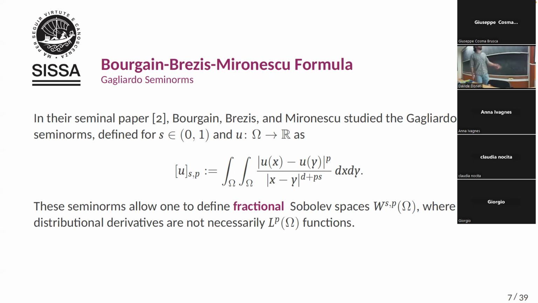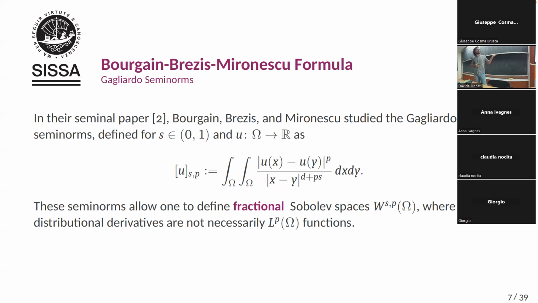this case. So what they studied were these so-called Gagliardo seminorms, which are defined for a number s between 0 and 1, and for a scalar valued function. Basically for a given scalar valued function u, it is given by this double integral. Here we have the dependence on s and on p. And the idea is that, at least when you evaluate this difference quotient near the diagonal, under reasonable assumptions on u, you should recover the gradient.